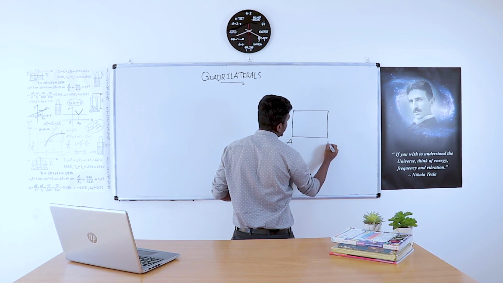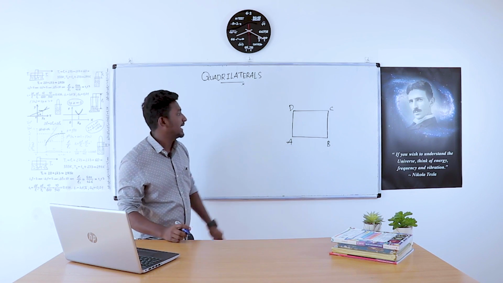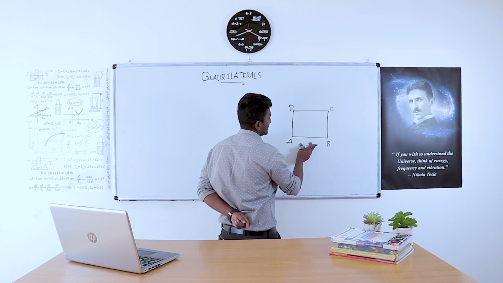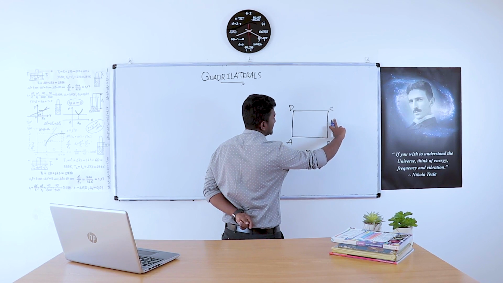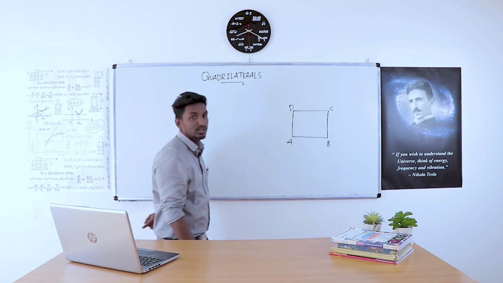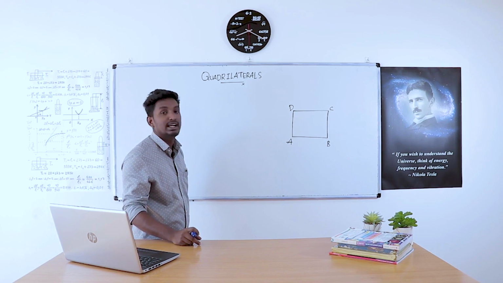Now I am going to name it A, B, C, D. So this ABCD is a quadrilateral. Now look, AB is one side, BC is the second side, CD is the third side and DA is the fourth side. So we have 4 sides: AB, BC, CD and DA. These are the 4 sides of the quadrilateral.